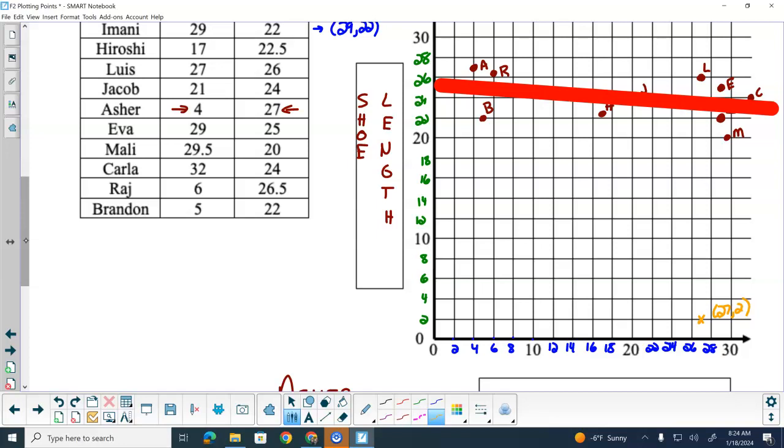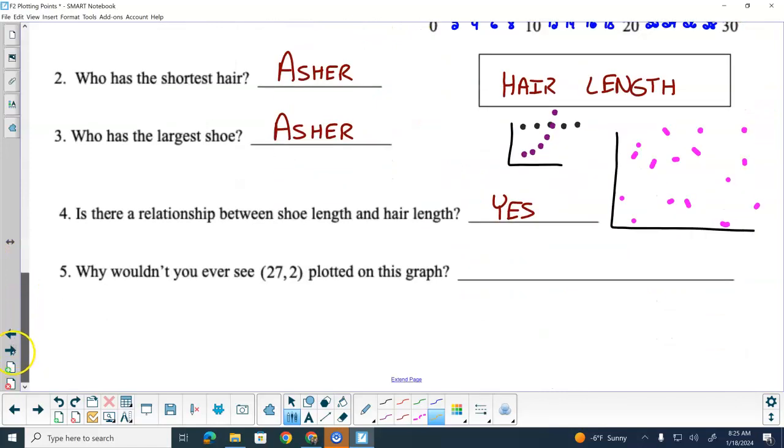But what? Say it out loud. Because what is it? 2 centimeters long. So we're not talking shoe size here. We're talking length of their shoe. So that probably wouldn't happen there. And would it fit our data? No, it wouldn't fit our data, because we just said that there seems to be a relationship right there.